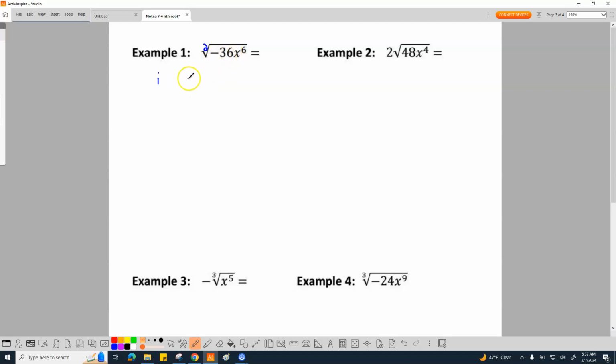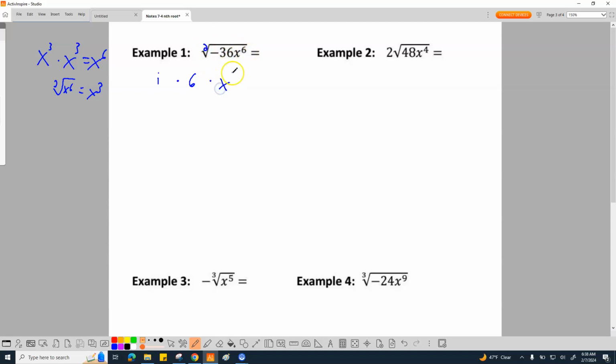If I take the square root of 36, I know that it's going to be 6. If I took the square root of x to the 6th power, how does that look? Well, if I had x cubed times x cubed, that would give me x to the 6th. So if I took the square root of x to the 6th, I would end up with x to the third. You see the relationship? 6 divided by 2 gave you 3. The power divided by 2 gave you 3.